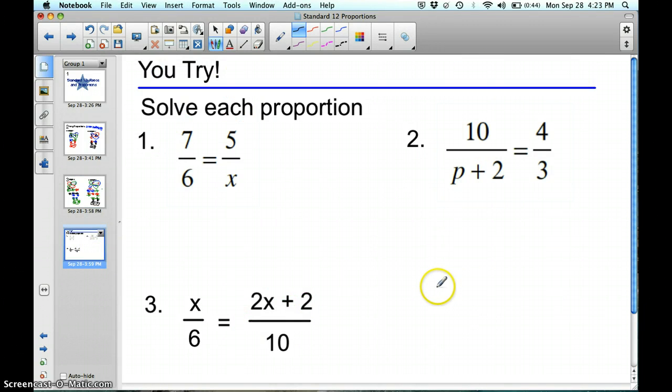Alright, go ahead, pause the video, try these 3 problems on your own. When you're finished, unpause it and check your answers.